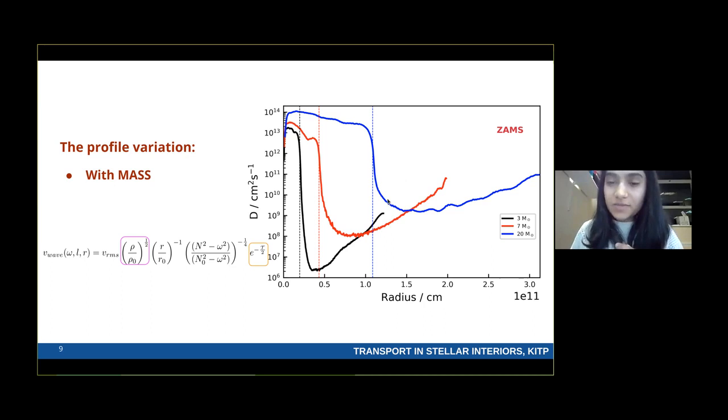So I think it might depend on the simulation domain here. In the 20 solar mass model, the simulation domain extends only up to 80% of the total stellar radius.